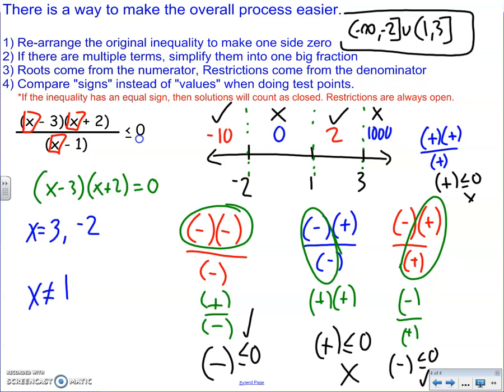All right, so that's what I mean in red. If it's a root, if it's a solution, because this right here has an equal sign, this little part right here, that means the roots count as closed. Only the restrictions are open. So this is open, this is closed, you can count that. This is closed if you can count that.